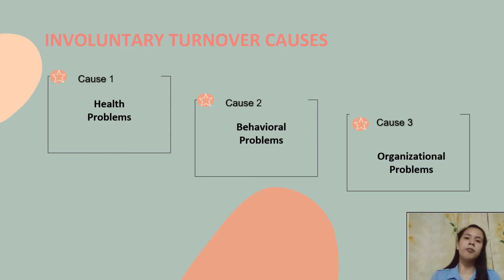Number 2 is the behavioral problems. Employees' objectionable and unruly behavior toward the organization may also lead to his or her involuntary separation. Number 3 is the organizational problems. This is another important factor that contributes to the involuntary separation. It may be caused by retirement, dismissal, layoff, retrenchment, and rightsizing.